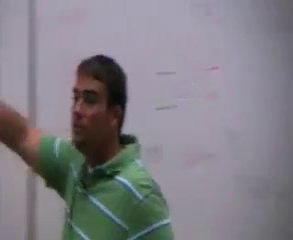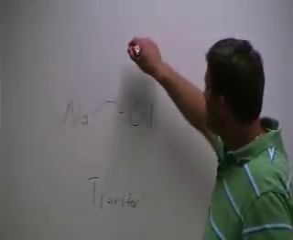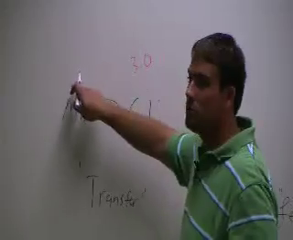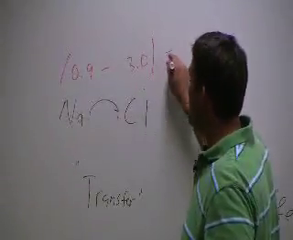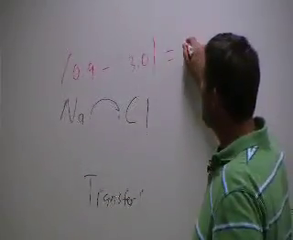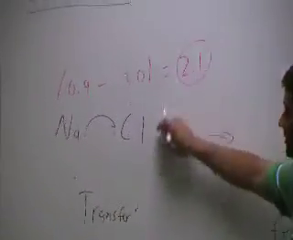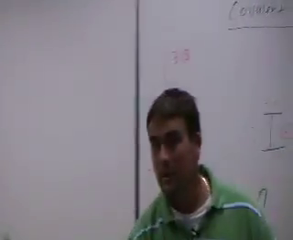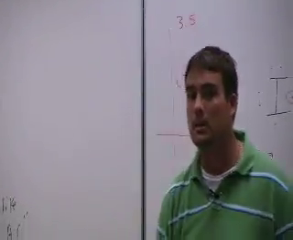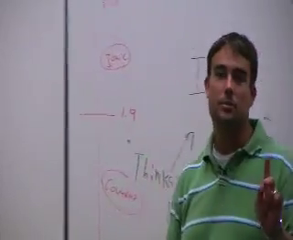Okay, so what's the difference here? 3.0. This is 3.0 and this is what? 0.9. Subtract them, take the absolute value, and what are you going to get? So is this an ionic bond or a covalent bond? Ionic. It's greater than 1.9, right? Now, that's the chemistry way.